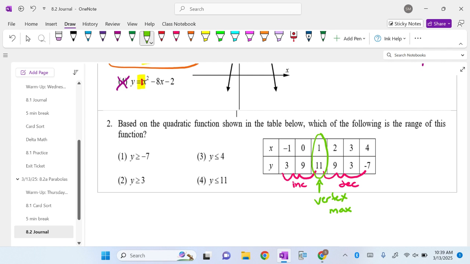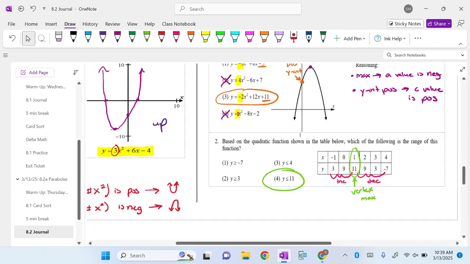All right? So, given that range comes from the y value of your vertex, what's the only answer it could be? 4. Because it's the only one with an 11 in it. Plus, it makes sense because since 11 is our maximum, that means our y values have to be less than or equal to 11.